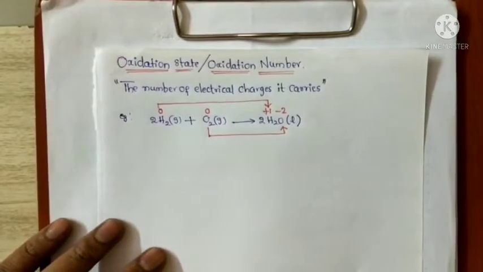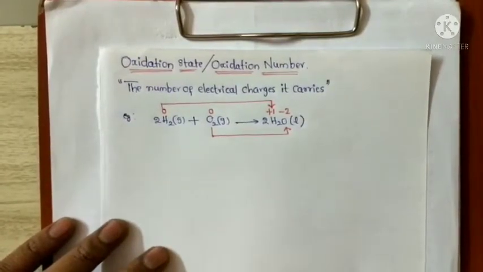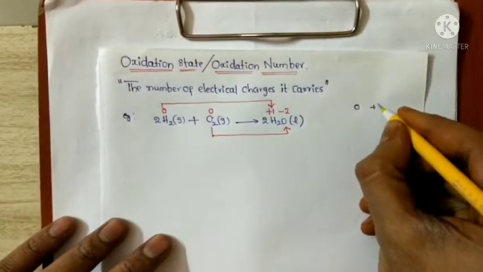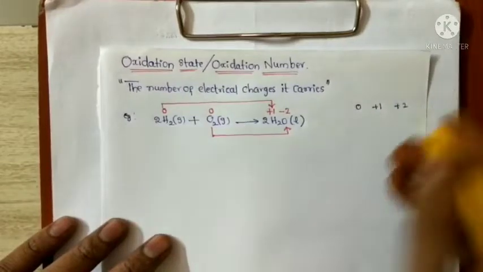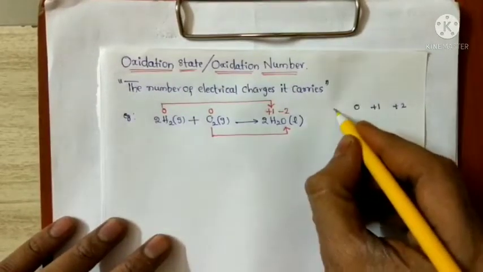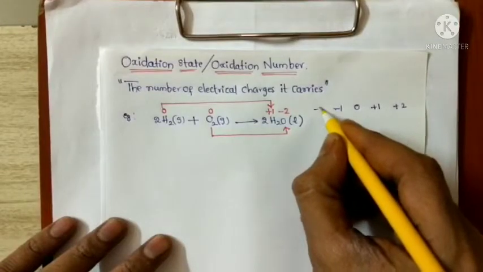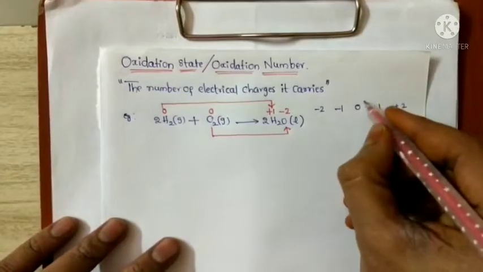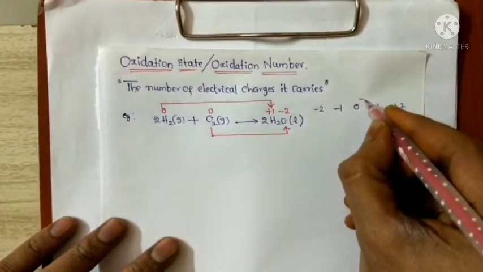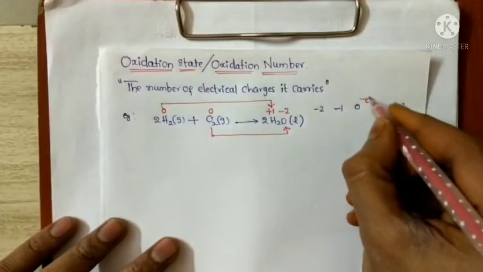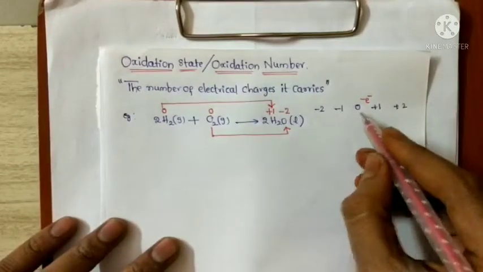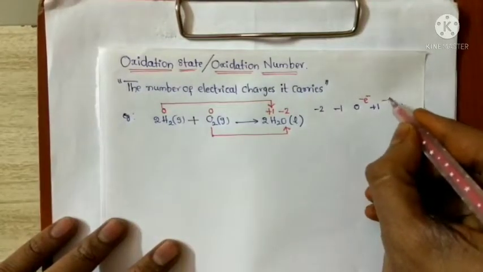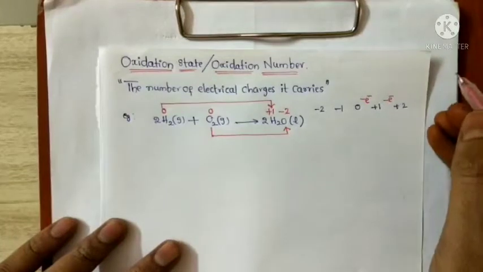Here you will see one trick. For example, consider 0 oxidation state, +1 oxidation state and +2 oxidation state on the right side, and -1 and -2 oxidation states on the left side. If an element loses an electron, it goes to the +1 oxidation state. One electron lost, 0 to +1. If another electron is lost, +1 to +2.